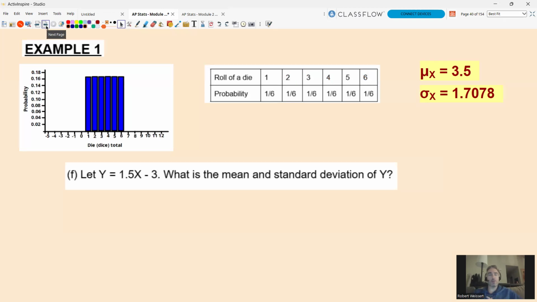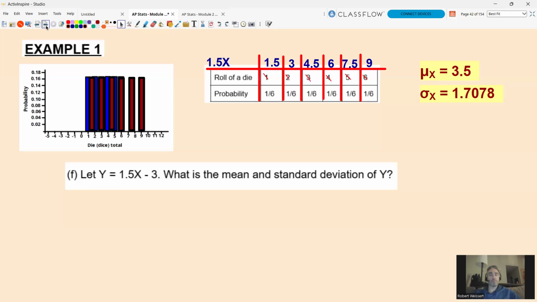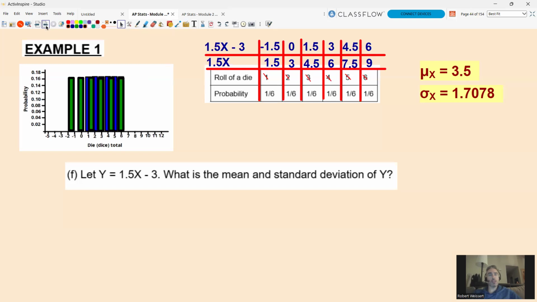What if we take all of our numbers and multiply by 1.5 and subtract 3? How would that affect the mean and standard deviation? Well, let's start with the 1.5. If we multiply everything by 1.5, that's going to spread it out a little bit more. It's going to multiply everything by 1.5. So if I subtract 3 from those, it's going to shift it to the left 3.